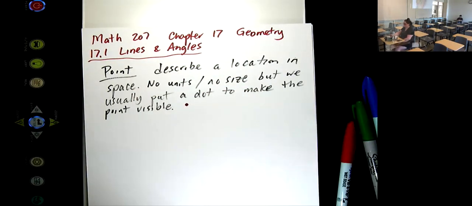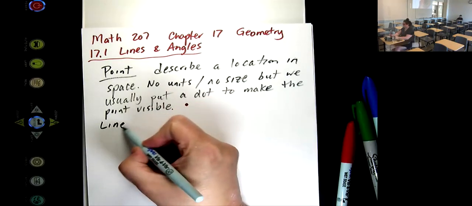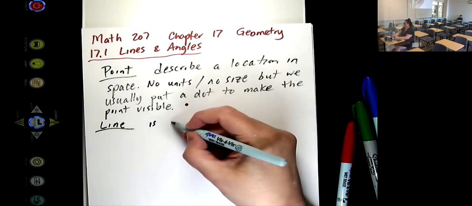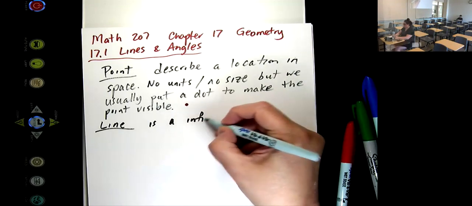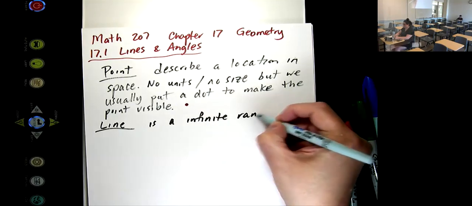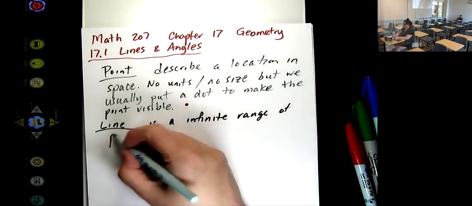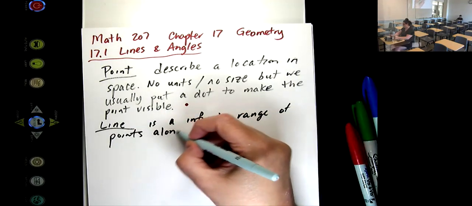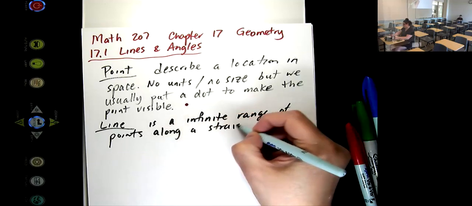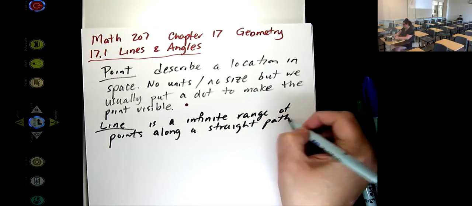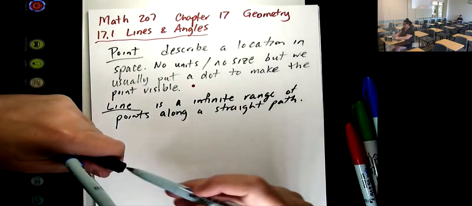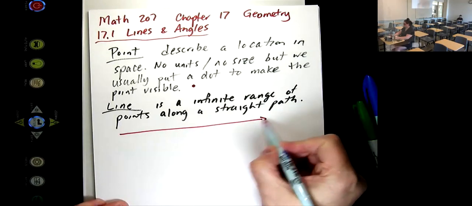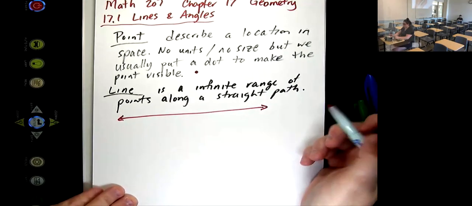Then we have a line. A line is an infinite range of points along a straight line, a straight path. That's just a definition for it. You all know what a line is. This isn't rocket science. That's a line. It could have a bunch of points on it.